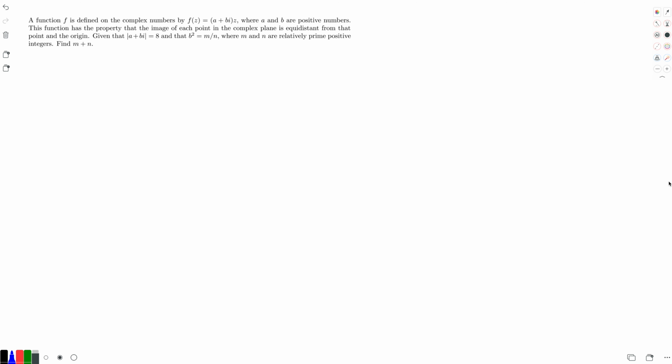Over here is the 1999 AIME problem number 9, and here's a view of this problem. A function f is defined on the complex numbers by f of z equals (a plus bi) z, where a and b are positive numbers.